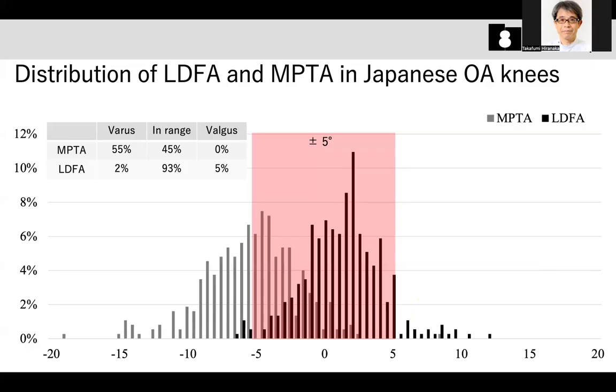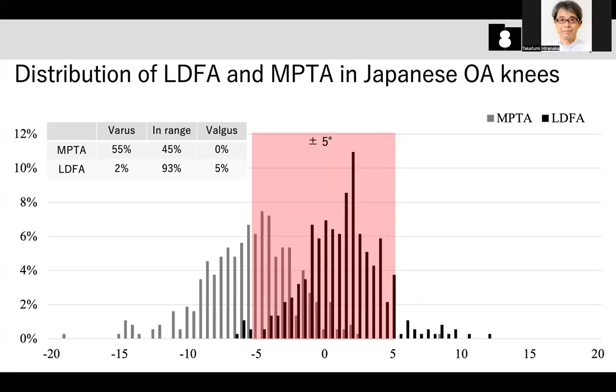Anyway, if we define plus or minus 5 degrees, most of the femoral joint lines fall into the safe range, more than 90%. But on the tibia side, more than half of the patients come out of the safe range. Well, this is the Japanese situation.